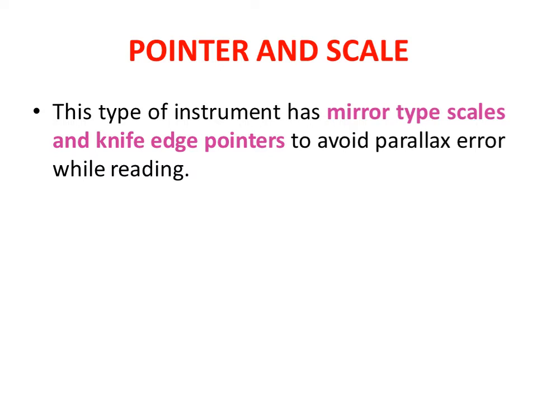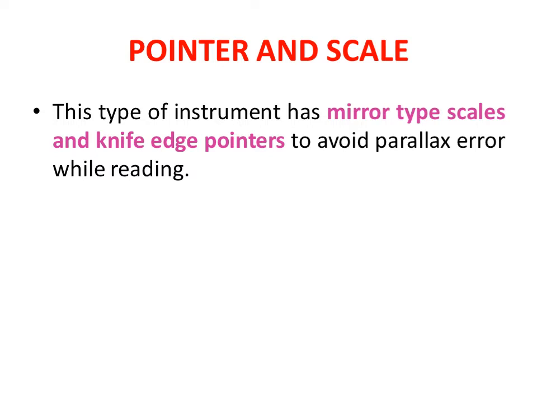When the current starts flowing through both the coils, a magnetic field is produced. The magnetic field produced by the fixed coil is proportional to the load current, and the magnetic field produced by the moving coil is proportional to the voltage. That means the fixed coil produces the load current field and the moving coil produces the voltage field.